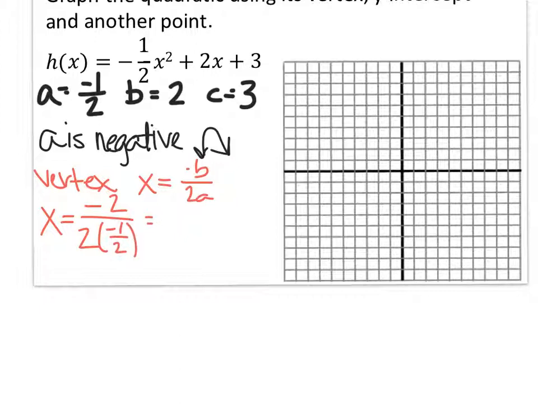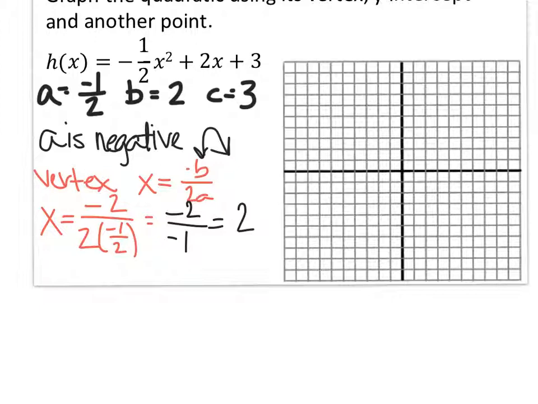Again, you can plug this directly into a calculator or just work it out a piece at a time. So the top is still going to stay negative 2, but the bottom is 2 times negative 1/2. So this is taking half of 2, which is just negative 1. Negative 2 divided by negative 1 is positive 2. So again, that's the x value for my vertex.